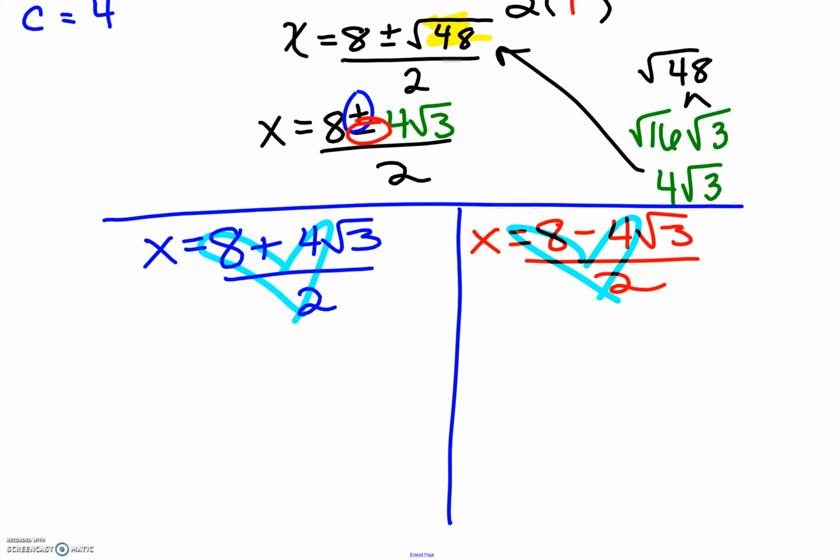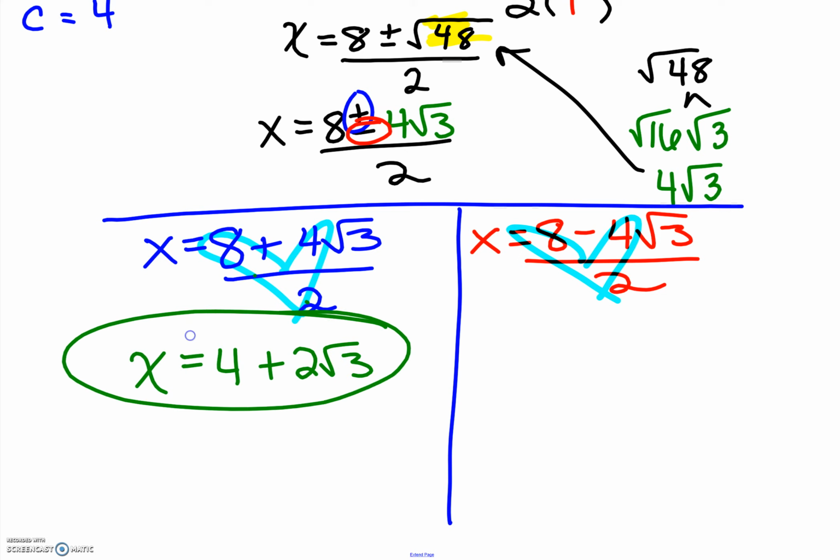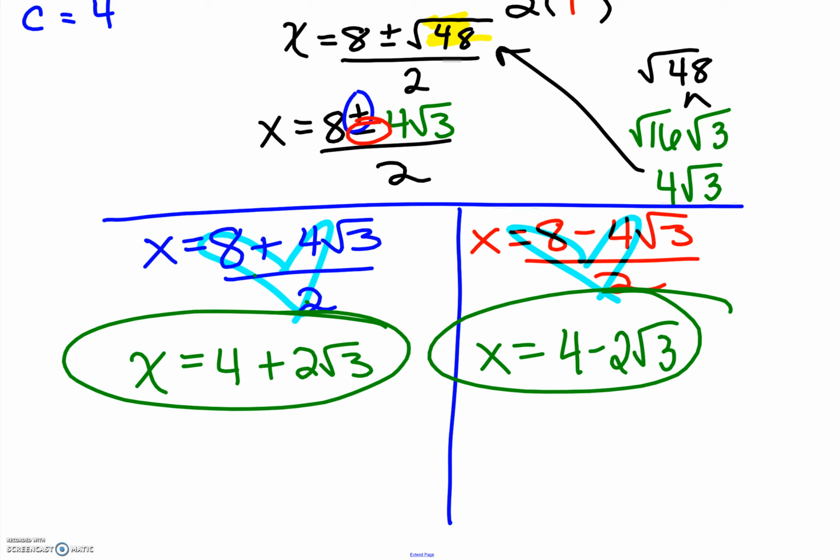So we're going to take 8 divided by 2 to get 4. Bring down our plus sign. 4 divided by 2 to get 2 and attach that radical 3 with it. Then we have x equals 8 divided by 2, which is 4. Bring down our subtraction sign. 4 divided by 2, which is 2. Attach our radical 3 to it. So our answer is x equals 4 plus 2 radical 3 and x equals 4 minus 2 radical 3.